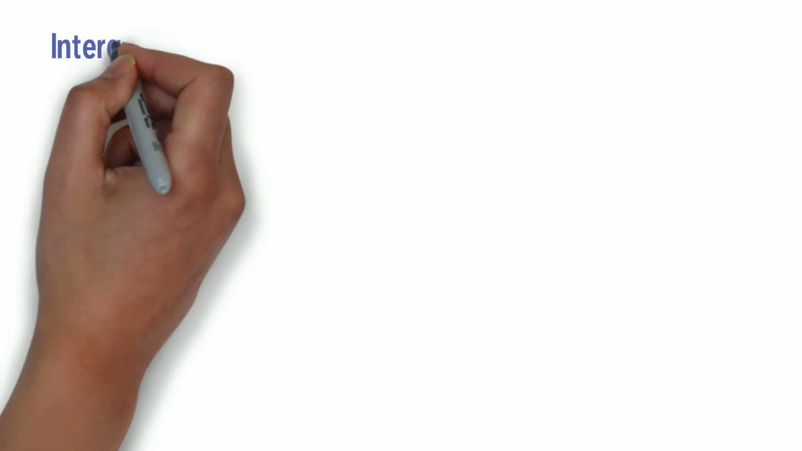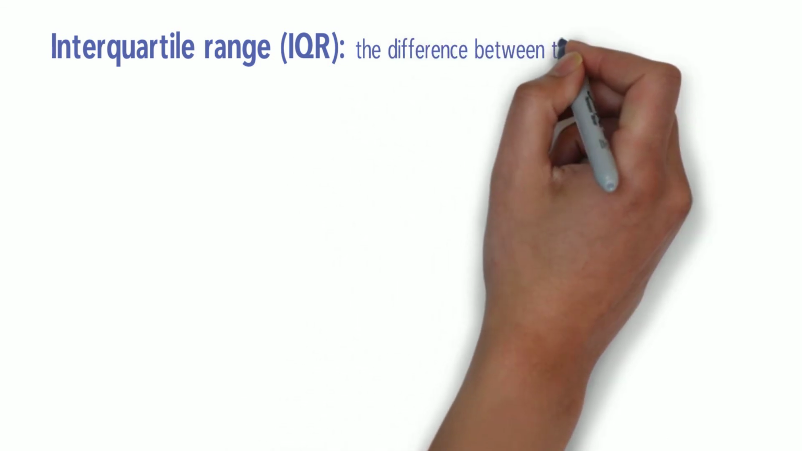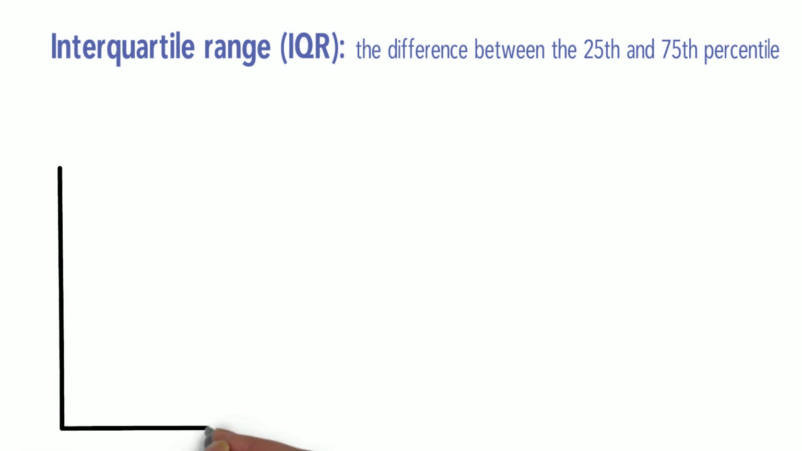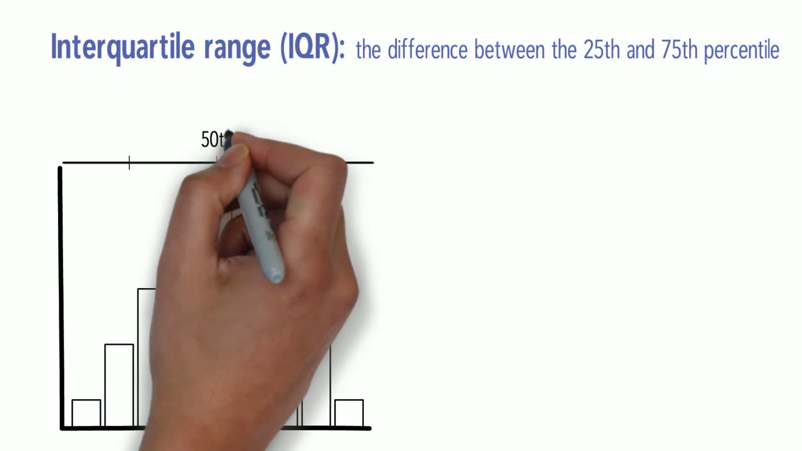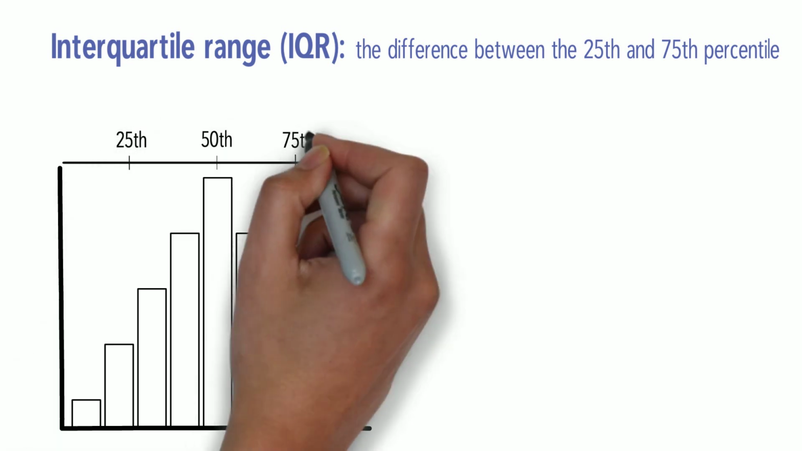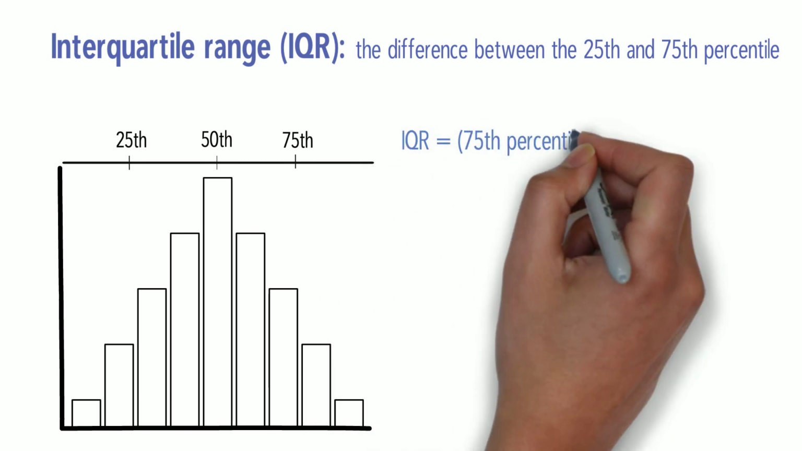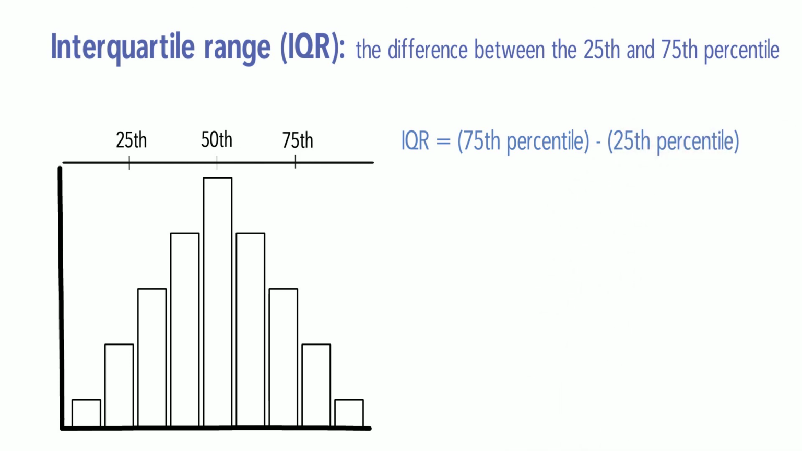The last measurement of spread we will cover is the interquartile range, or IQR. The interquartile range is the difference between the 25th and 75th percentile. To determine the interquartile range, we sort the values in the dataset and then identify the 25th and 75th percentiles. Then we calculate the 75th percentile minus the 25th percentile.